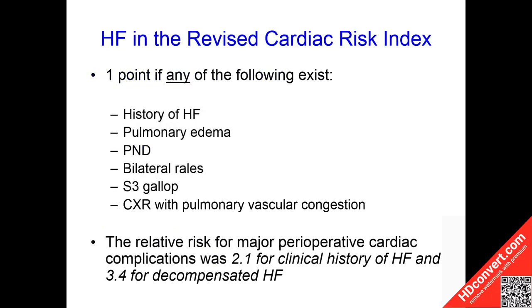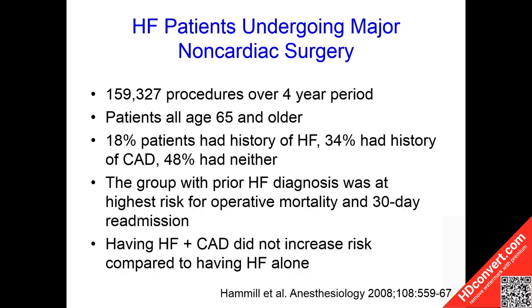And to break that down more specifically, you got a point if you had a history of heart failure, if you had any history of pulmonary edema, of PND, bilateral rales, an S3 gallop, or a chest X-ray showing you CHF findings. So any of those in the revised cardiac risk index gives you a point. And in that cohort of patients, if you had a history of heart failure, you were 2 times as likely to have a major adverse cardiac event. But if you had decompensated heart failure, it was almost 3.5 times the risk. So again, the heart failure patient is certainly at higher risk, and particularly if they go into surgery decompensated.